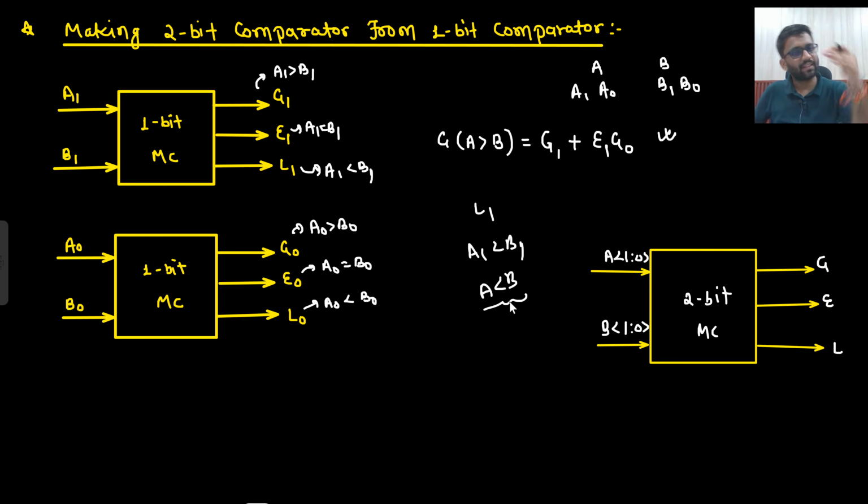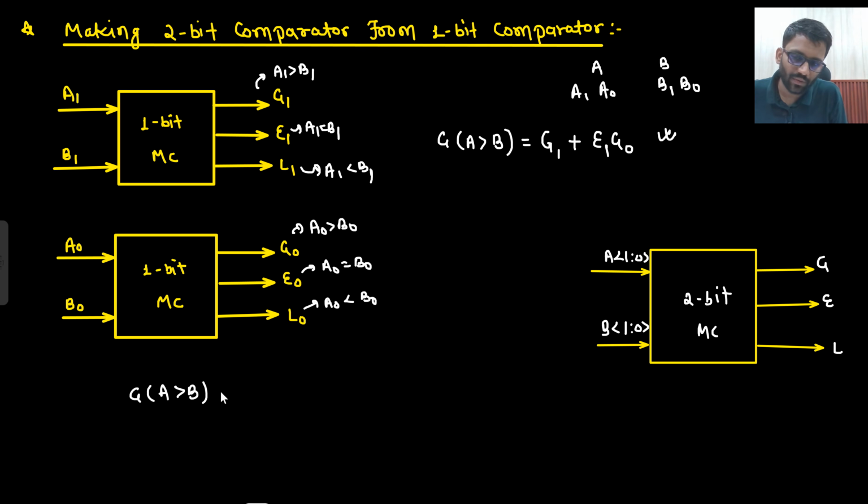If the MSB is greater, that means certainly the number will be greater. So that is the condition for G, A greater than B. Better I should write it here. I will again write it here. G, A greater than B. What is that? First you can get A1 is greater than B1, or if A1 is equal to B1 and A naught is greater than B naught. What about G, A equal to B?